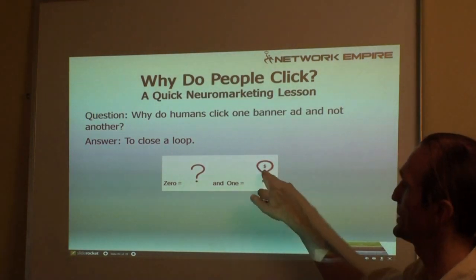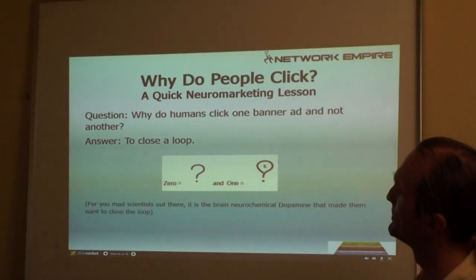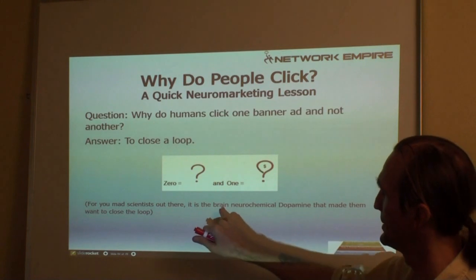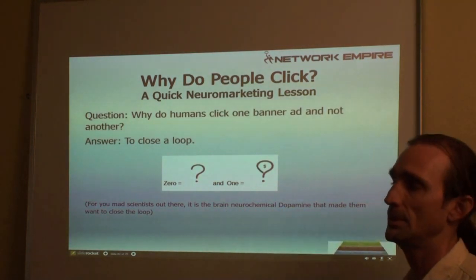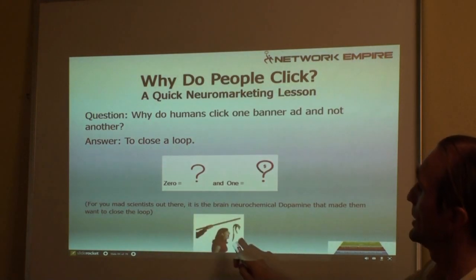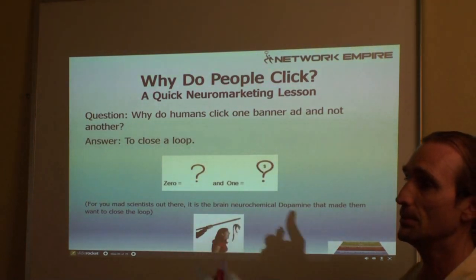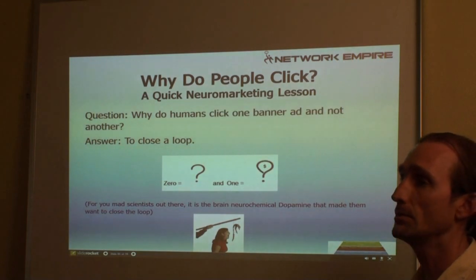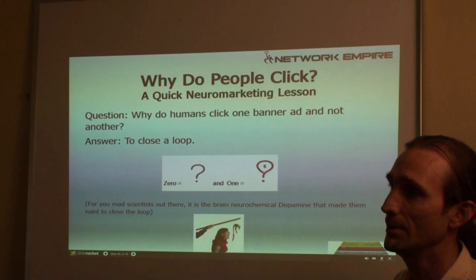So close that loop with something better than they might have even imagined, and then you have a customer for life. For you mad scientists out there, it is the brain's neurochemical dopamine that makes them want to close the loop. That's why I've spent a lifetime studying dopamine, at least the last 10 years. It's my favorite topic. Dopamine is the neurochemical carrot on the stick. Not only that, your brain punishes you when you get what you want. And the way you offset that for your customers is you know their brain's going to punish them, so don't make them mad. Give them what they came for.